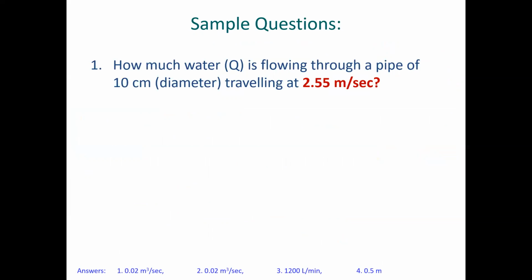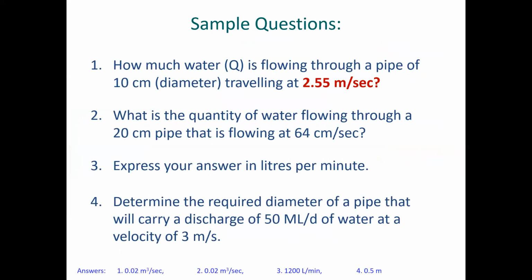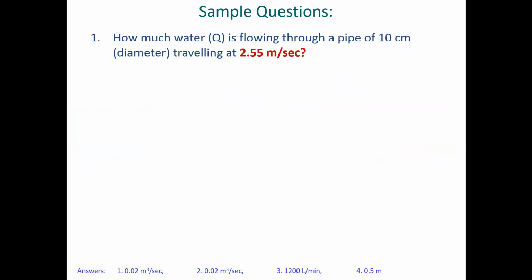Okay, number one. I have a bunch of questions here. So we'll do number one first. I always start off with these types of problems by writing down the formula. That's where I always start. So Q equals VA. And so what do we have here? It says here how much water, so we're calculating Q.